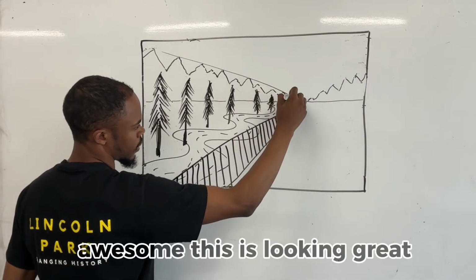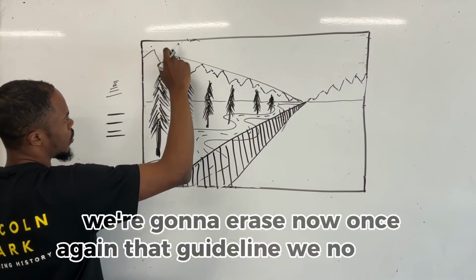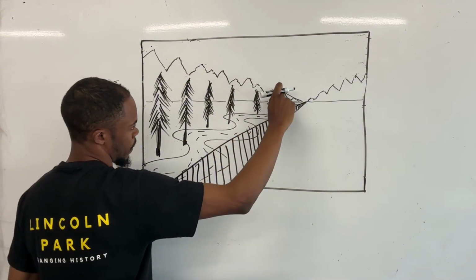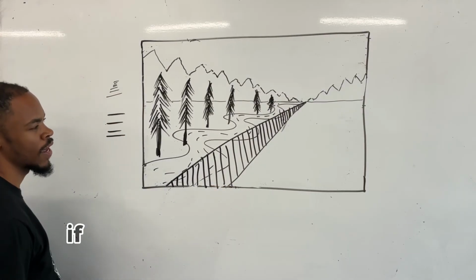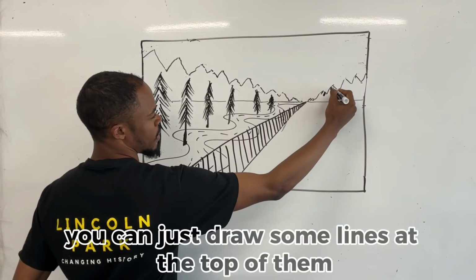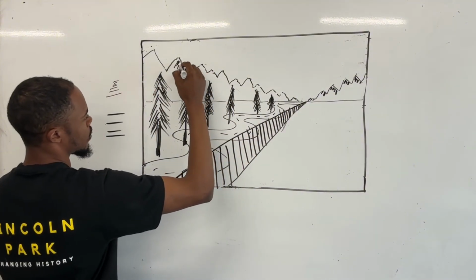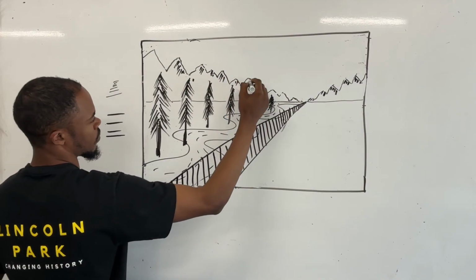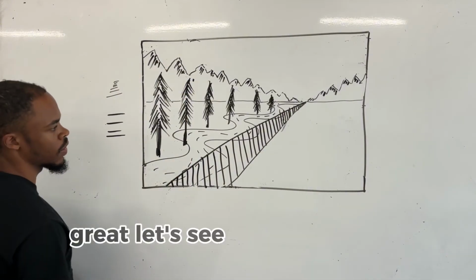Awesome. This is looking great. We can erase now once again that guideline we no longer need. It's done its job. Now we have some mountains. If you want to add any detail to the mountains, you can just draw some lines at the top of them to indicate some different types of shading or peaks on the mountains. Great. Let's see, what else do we want to add in?